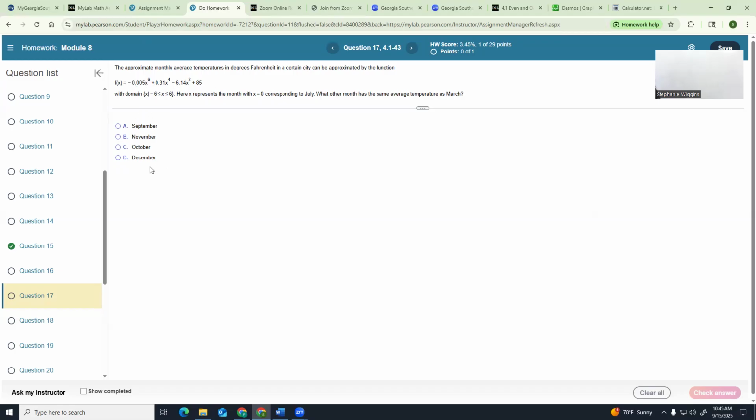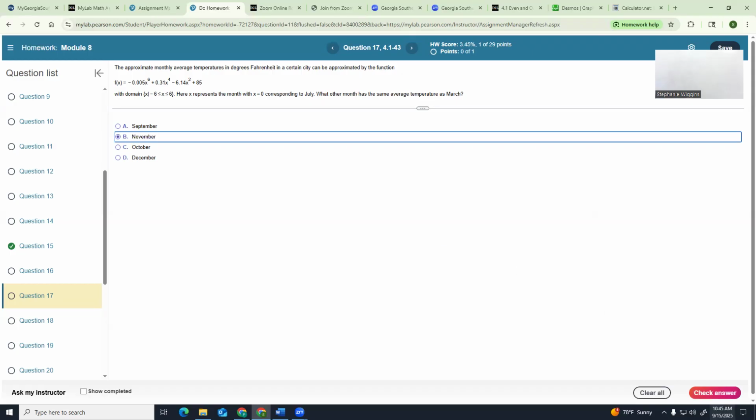Here we have months. So the month that would correspond to March would have to be, okay, if July is 0, then 1 would be August, September would be 2, October would be 3, and November would be 4. All right, there you go.